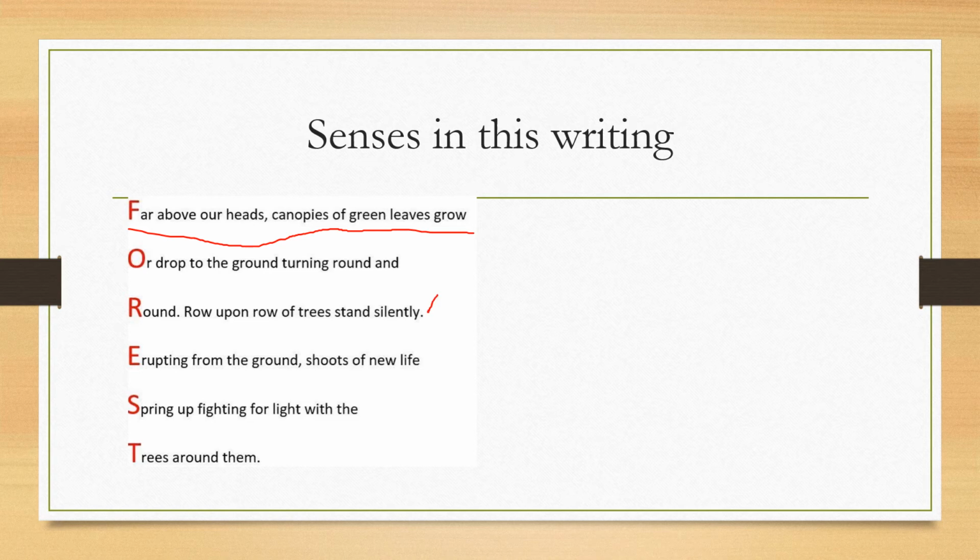"Erupting from the ground, shoots of new life spring up, fighting for light with the trees around them." So it's telling you that the canopy is really covering a lot of the sunlight. All of the different plants on the ground are growing outward and really fighting for the light. Does that give you a visual picture in your head of what the forest could look like?